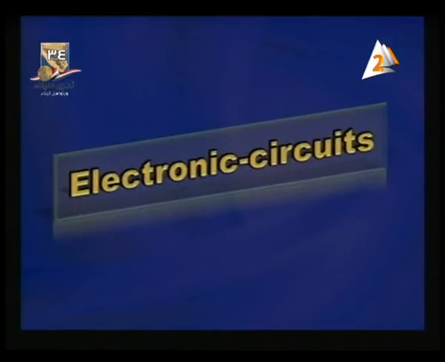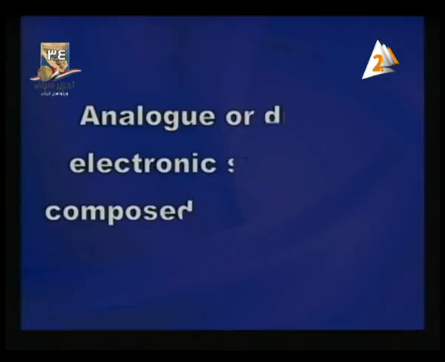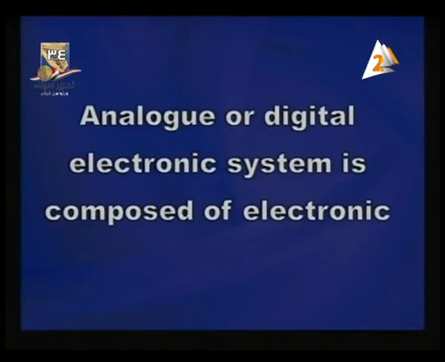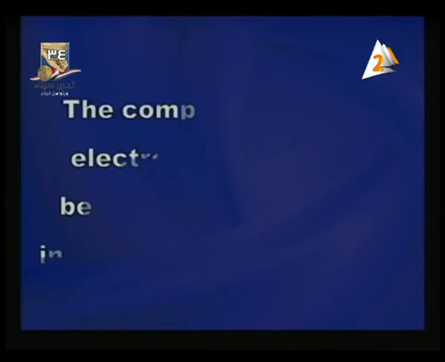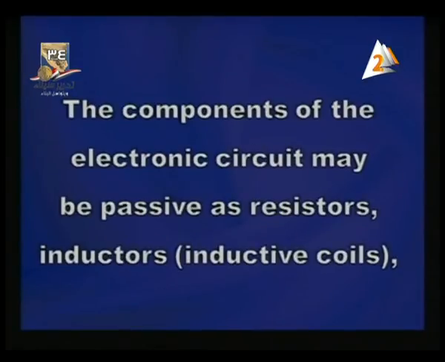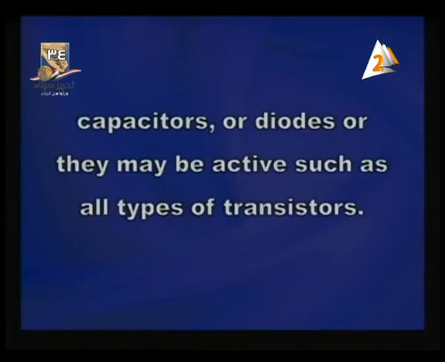And now talking about electronic circuits. An analog or digital electronic system is composed of electronic components connected together in a closed path called a circuit. The components of the electronic circuit may be passive, such as resistors, inductors, which means inductive coils, of course you know this quite well, capacitors or diodes, or they may be active, such as the transistors.